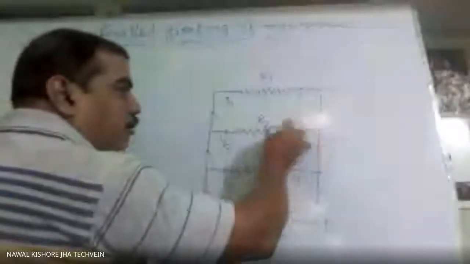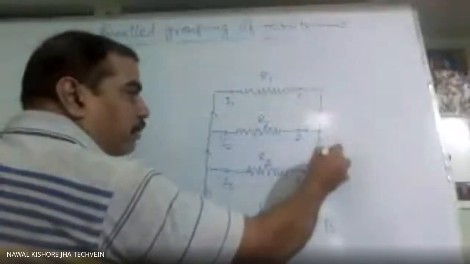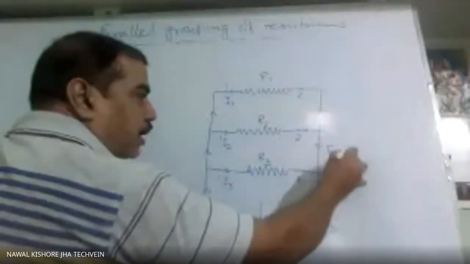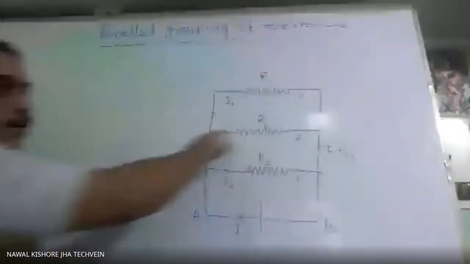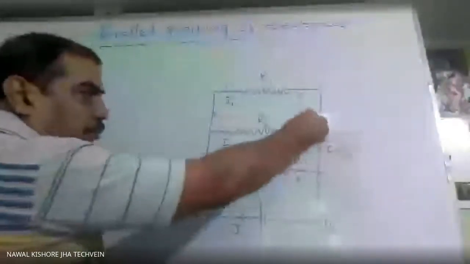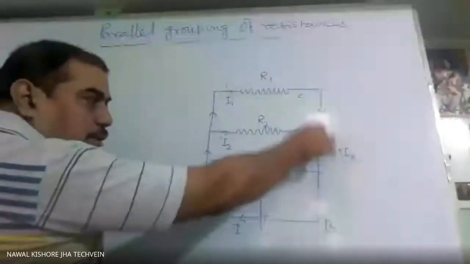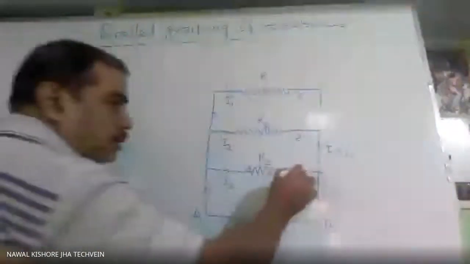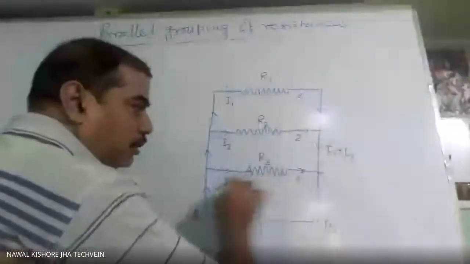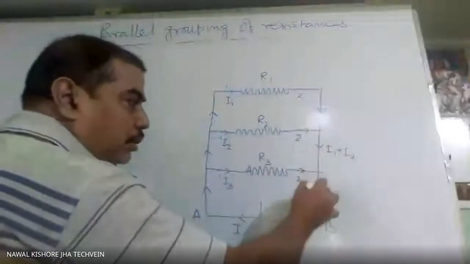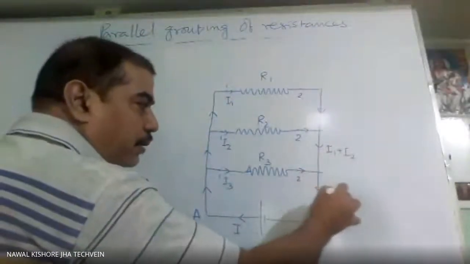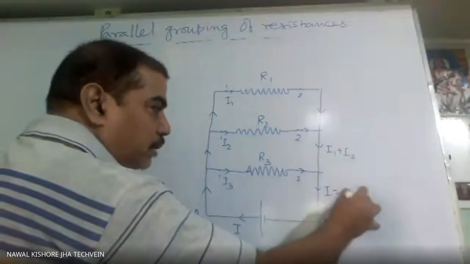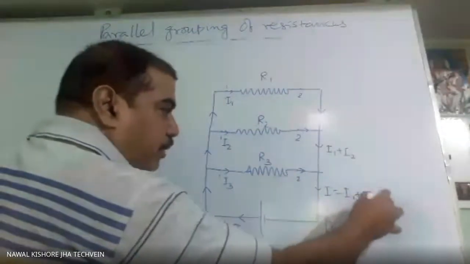From here, I1 is coming. From this side, I2 is coming. Naturally, here it will become I1 plus I2. I2 is coming from this side, I1 from this side. So in this section, I1 plus I2 will be the current. In this case, I3 is also joining. So here, this will be the I, which is equal to I1 plus I2 plus I3.